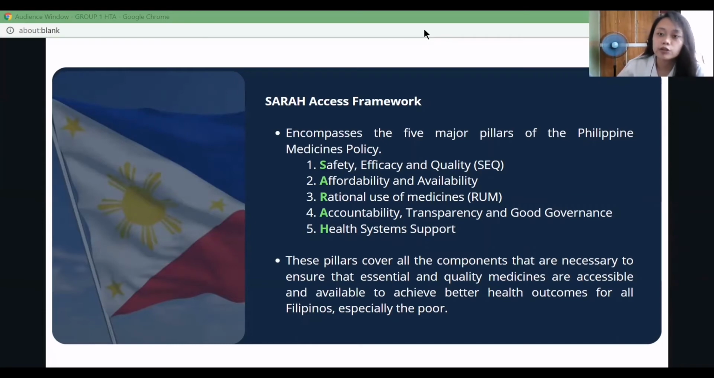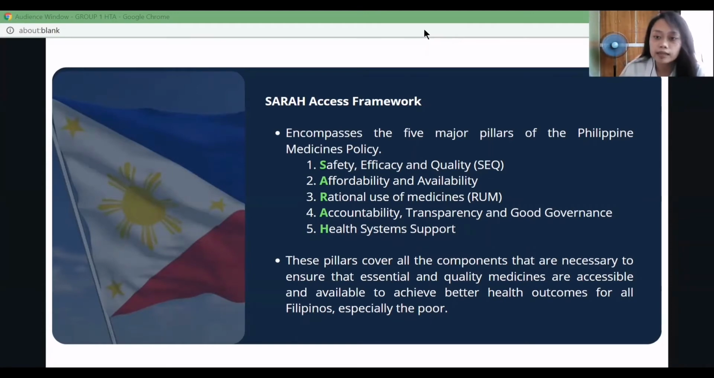Next is the rational use of medicine. The DOH, in collaboration with health providers as well as patients and consumers, shall promote the rational and cost-effective use of medicines to achieve the best treatment outcomes for patients while generating efficiency and cost savings in the healthcare system.